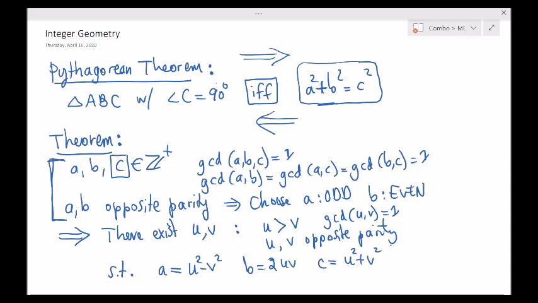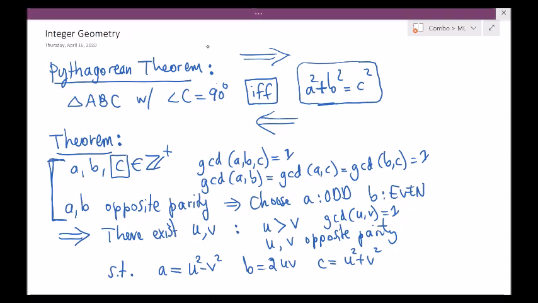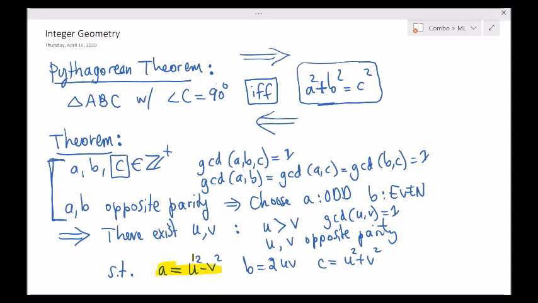Then, can you guys type these 3 formulas? So this is important. This is the first one: the 2 legs of your right triangle, and this is the hypotenuse. And indeed, if you plug in these numbers into the Pythagorean theorem, it works, by the way. You can just test, replace A with U square minus V square, B with 2UV, and C with U square plus V square. You will see that it definitely works.